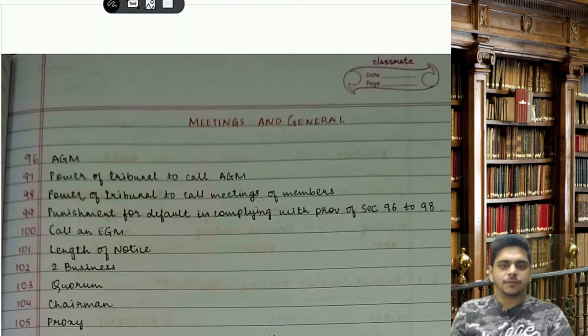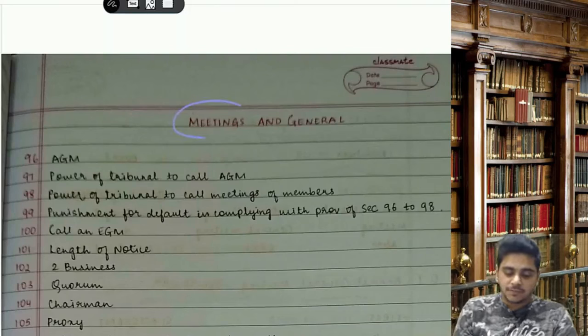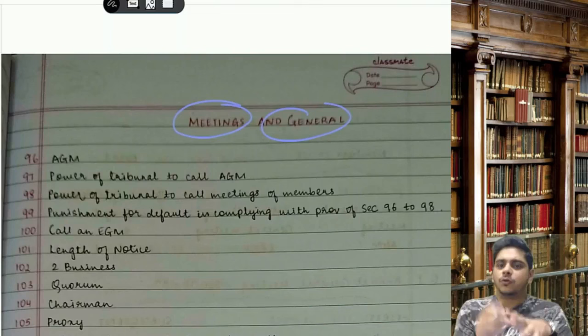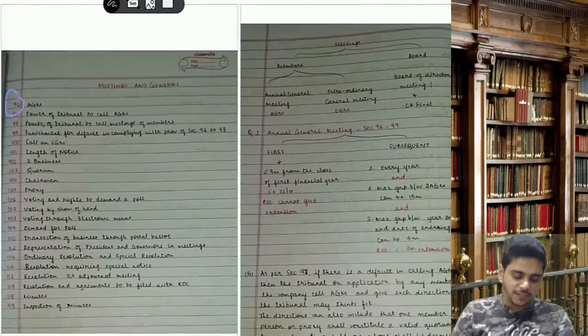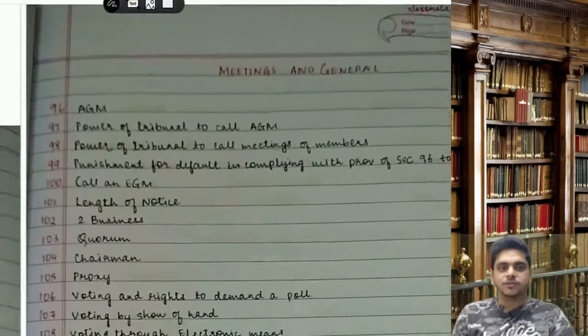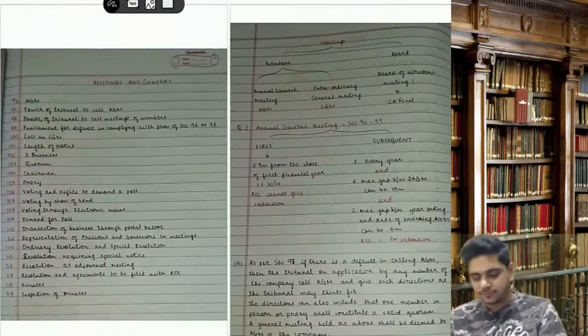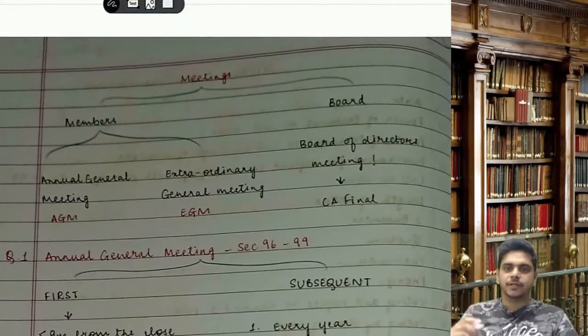Hi guys, what's up? So today we are starting with a chapter called meetings and general. People who have studied from a different teacher will find this chapter in the module as meetings, management and administration. In my book, we have noted it as two units, meetings and general. The section starts from 96 and goes to 119. Okay, let's start with the meetings concept.